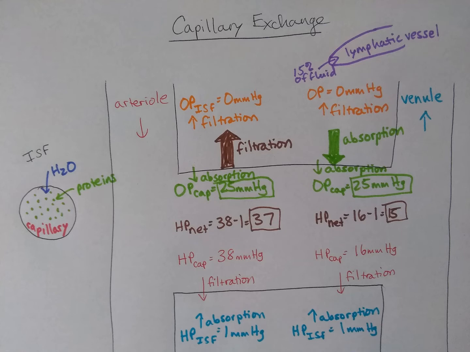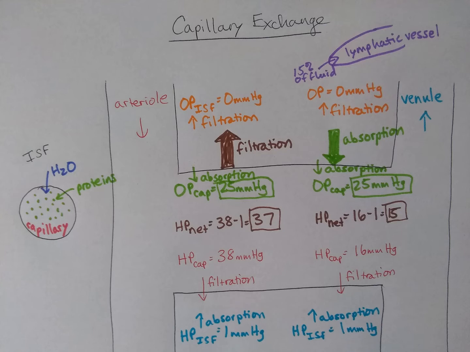And then the hydrostatic pressure of the capillary at the venule end, the blood pressure drops to 16 millimeters of mercury. And that's because the further you travel, the more resistance you encounter, the more friction, and so that will decrease the blood pressure as you travel further. But again, the blood pressure, even though it is lower, it's still favoring filtration. You're still wanting to push fluid out into the tissues.